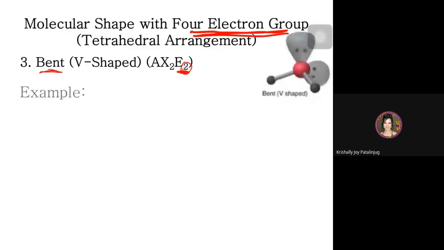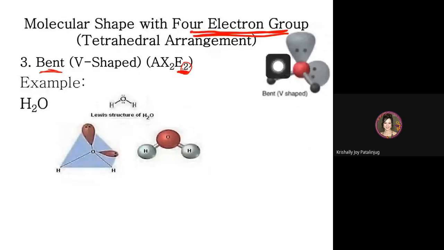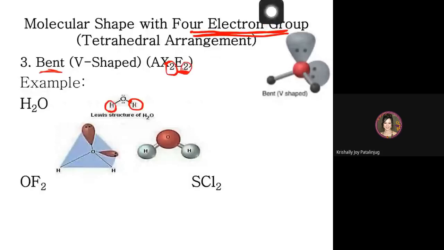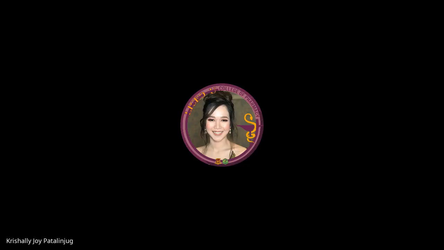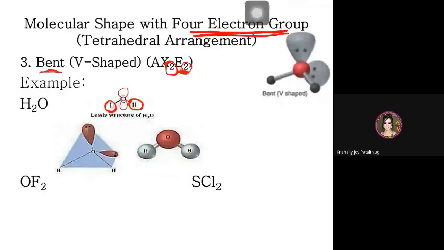An example of a bent or V shape is the water molecule. If you draw the Lewis structure of water, the oxygen forms a single bond to each hydrogen. So it has two surrounding atoms in the form of hydrogen, and two of the electron groups are lone pairs. So it is bent or V-shaped, the 3D arrangement of the atoms in the water molecule.